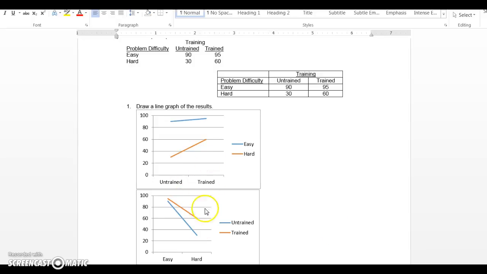These are just two ways of graphing the same material, but either way you graph it, whether you put easy and hard here or here, what you can see is the lines are not parallel. They would interact at some point. So we can say that there is an interaction effect.